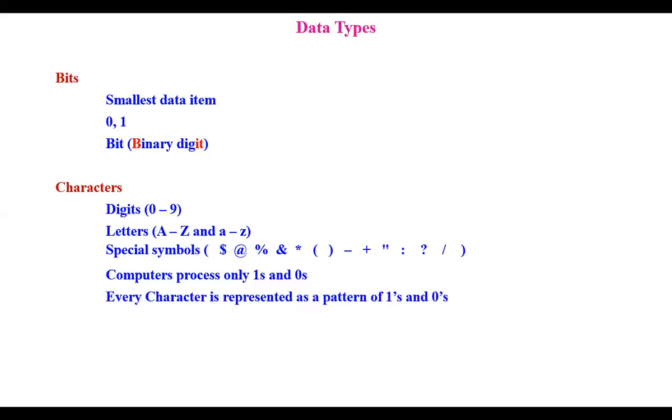Every character is represented as a pattern of 1 or 0. As a pattern of ones and zeros, we form all these characters, digits, numbers, and symbols. We'll see all these later. A character needs 1 byte, that is 8 bits. Each bit means either 1 or 0. Like this, 8 bits put together, we call it a byte.